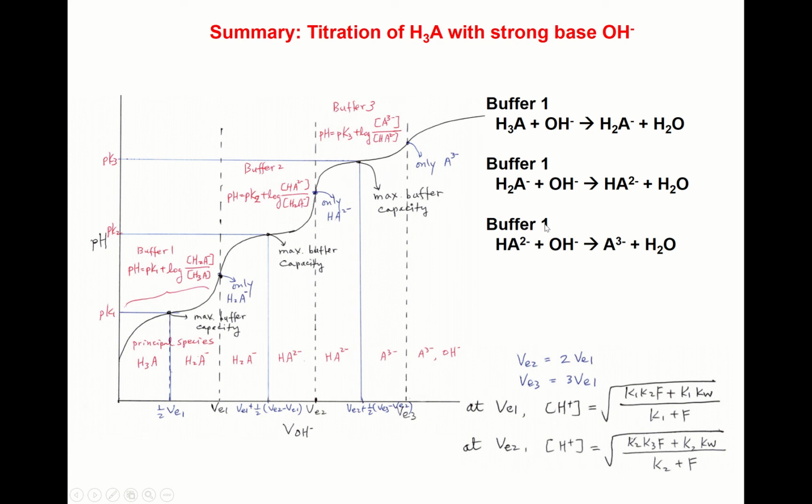I'm sorry, this is now region 3, where this anion reacts with hydroxide ion and you produce A3 minus ion. You pass the third equivalence point, and after that you have A3 minus and hydroxide ion. From this figure, you will see the second equivalence point is just 2 times the first equivalence point. So you have to add exactly 2 times the volume of the first equivalence point to reach the second equivalence point. For the third equivalence point, of course, you have to add 3 times the volume of the first equivalence point. This is very easy.